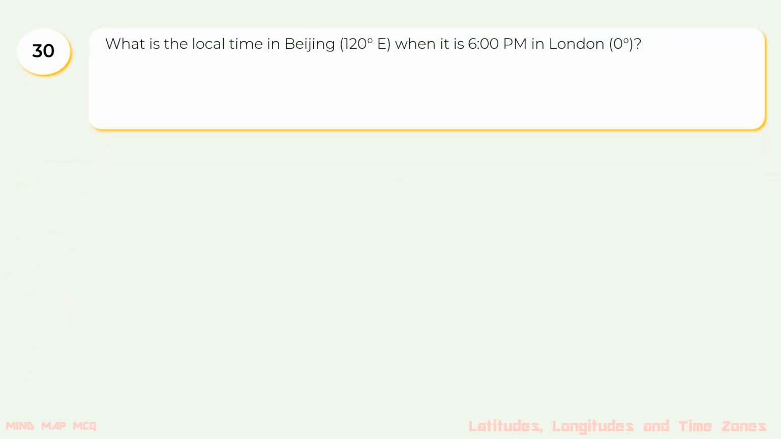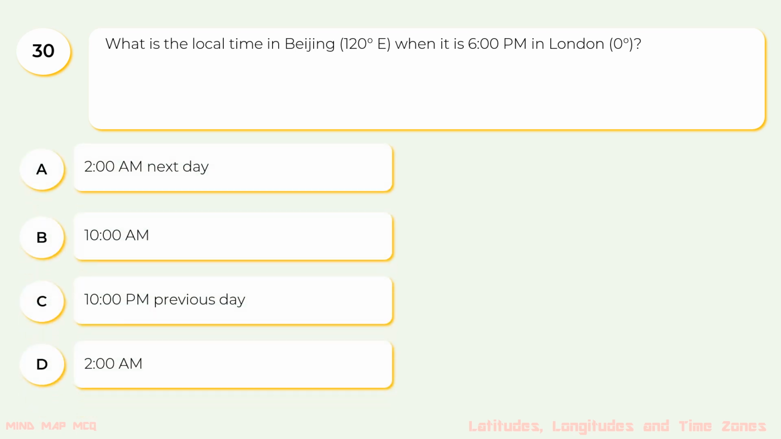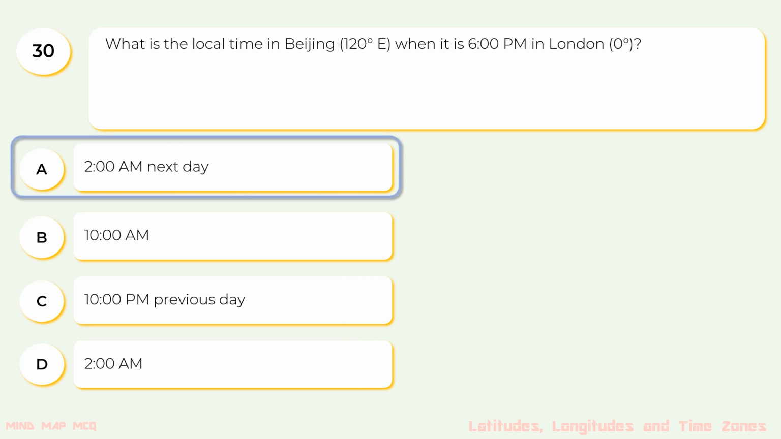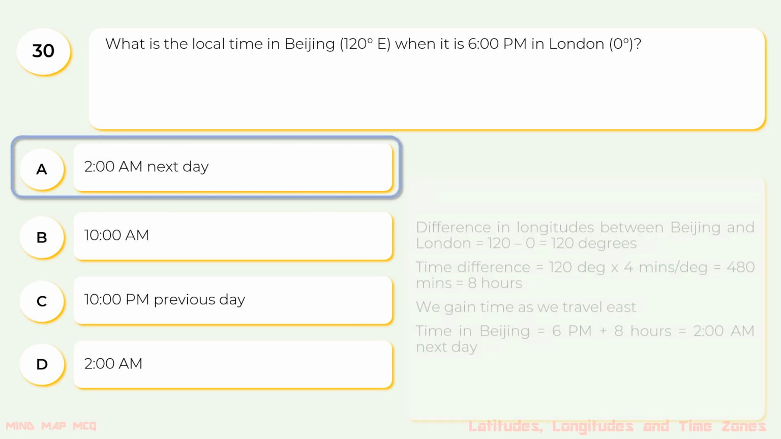30. What is the local time in Beijing, which is at 120 degrees east, when it is 6 p.m. in London at 0 degrees? A. 2 a.m. next day, B. 10 a.m., C. 10 p.m. previous day, or D. 2 a.m. The correct option is A. 2 a.m. the next day.